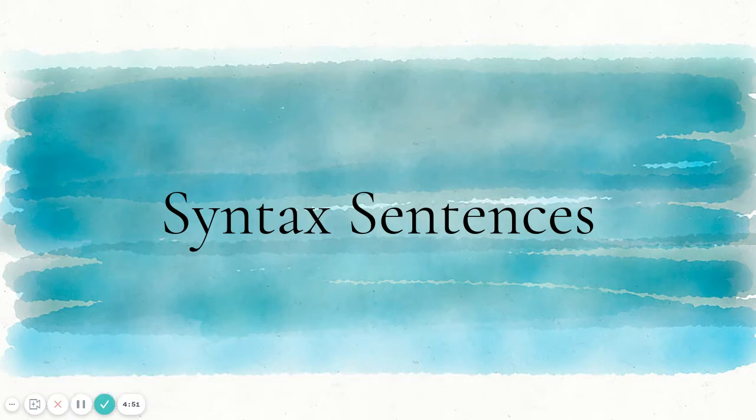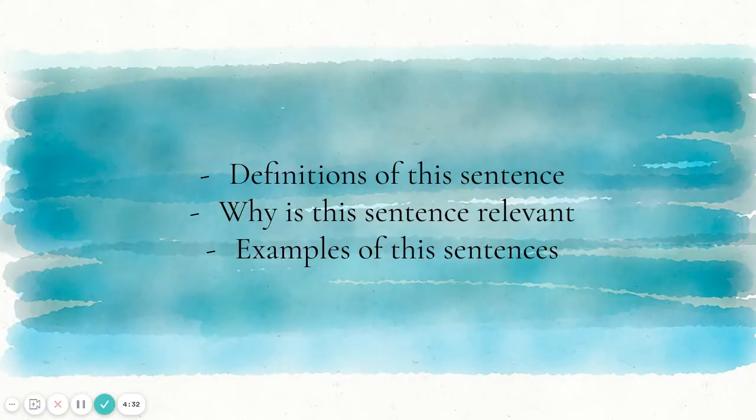There are four types of syntax sentences: a simple sentence, a compound sentence, a complex sentence, and a compound complex sentence. Each type has its own goals, and they are used very often by each author in every piece of literature. Today, you're going to learn the definition of each sentence, why each sentence is relevant, and an example of each.